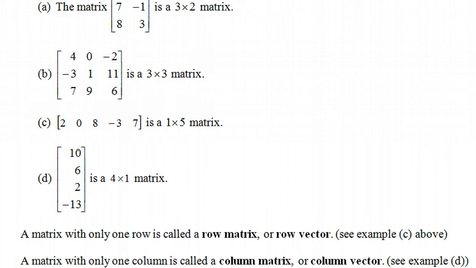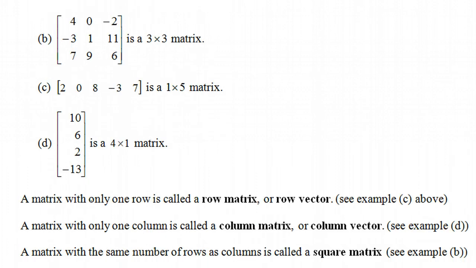In fact, I've drawn a 4 by 1 matrix here. This has 4 rows, but only 1 column. So it's a 4 by 1 matrix. Now, a matrix with only 1 row is a row matrix or a row vector. So like in part C here, this is a row matrix. And a column matrix, or a column vector, as it's sometimes called, is a matrix with only 1 column. So part D is an example of a column matrix.